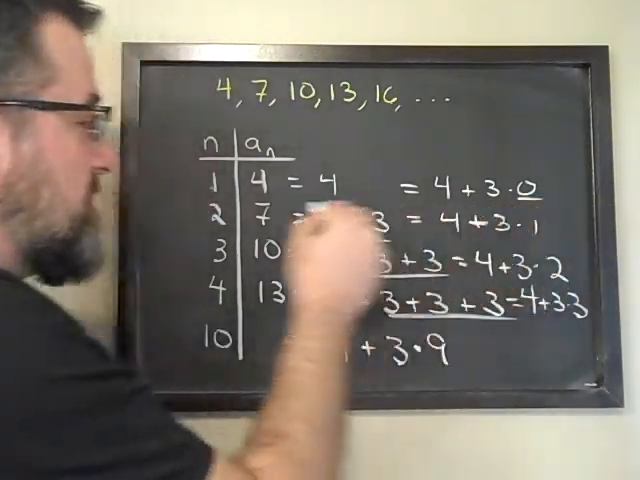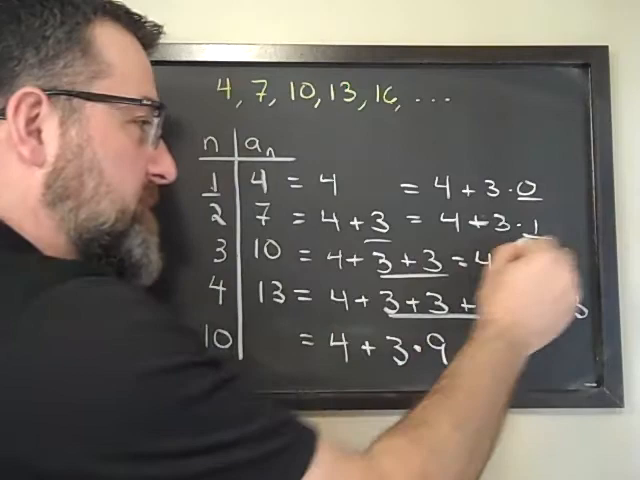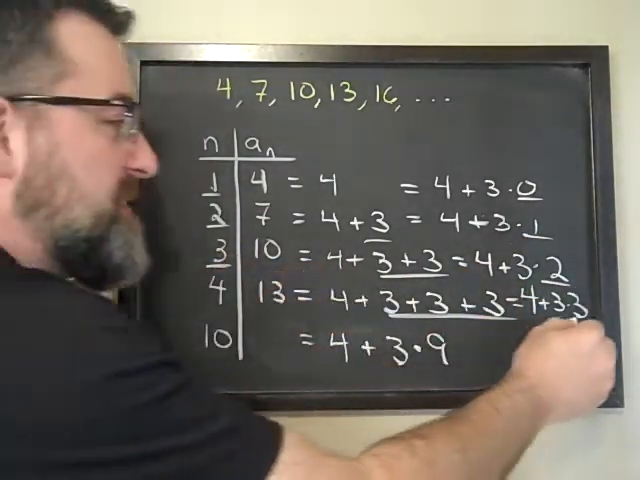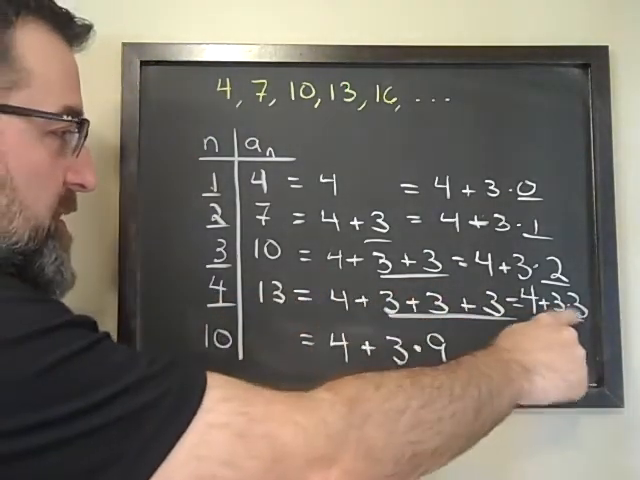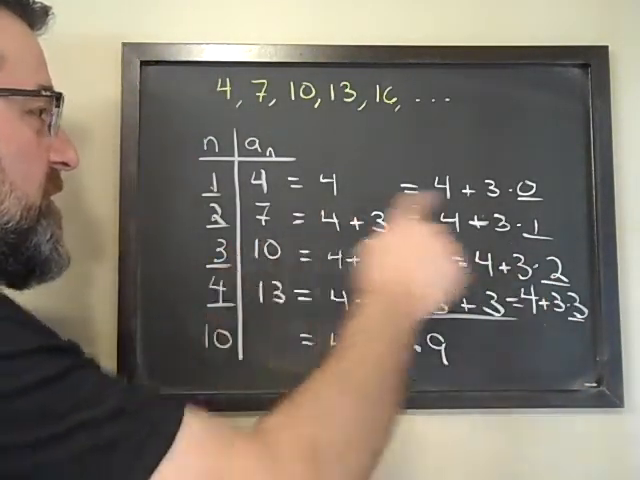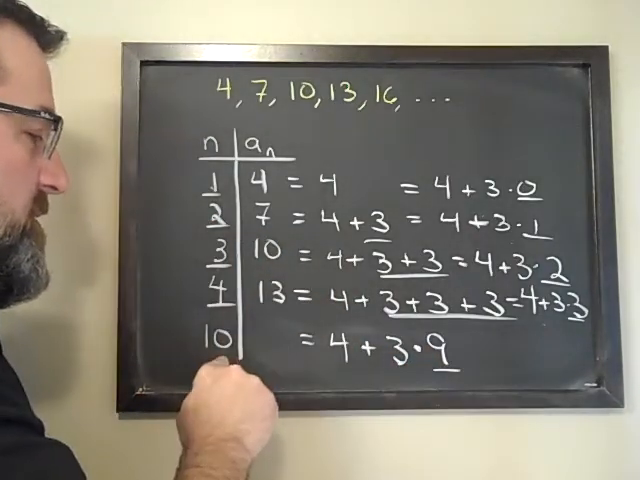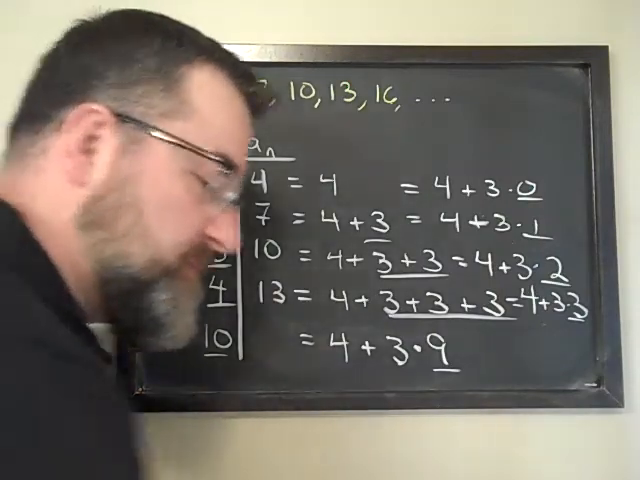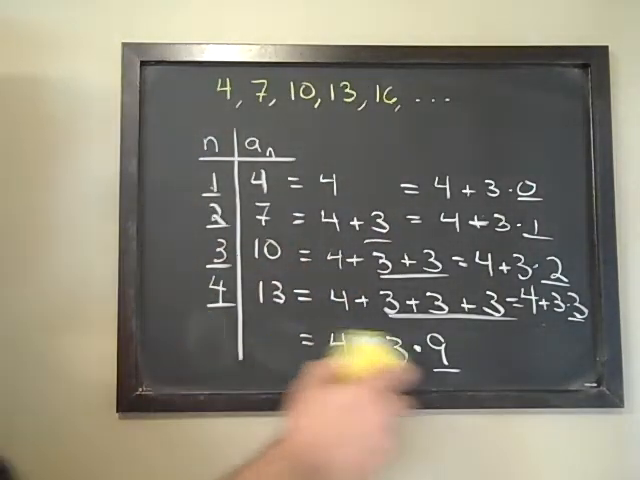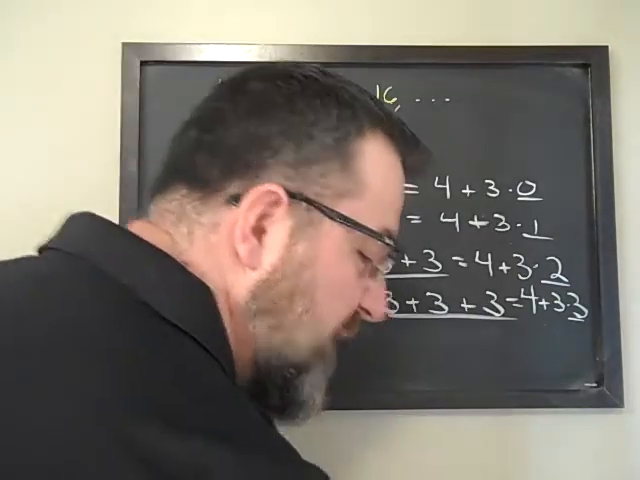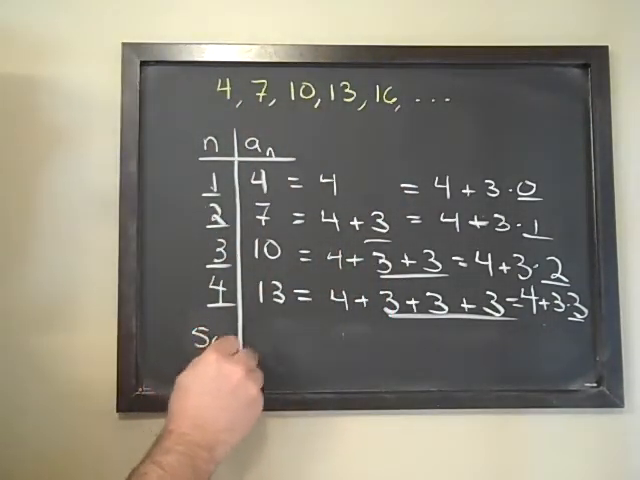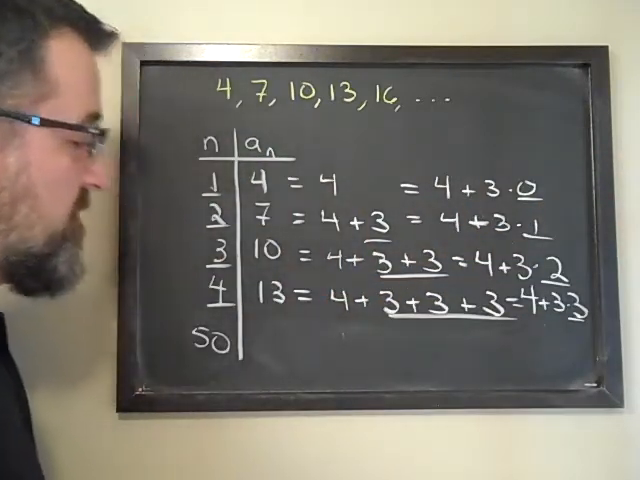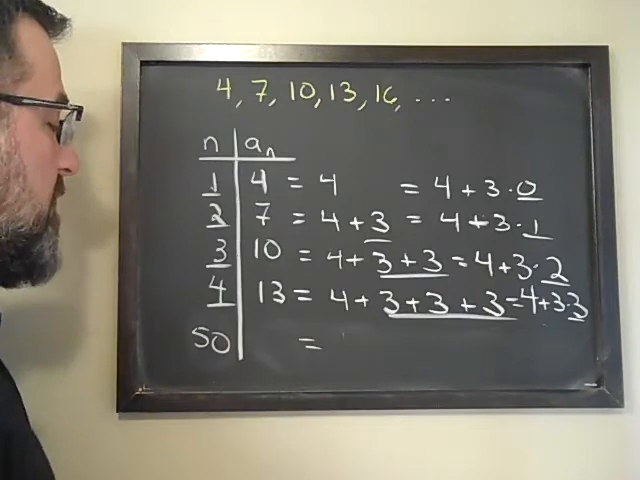And if you notice, the number of 3s you're adding, which we're now changing to multiplication, is exactly what? It's exactly 1 less. So, if I wanted to know what would the 50th term be of this sequence, I don't want to work it out. I could work it out. I don't want to. I hope you don't either.